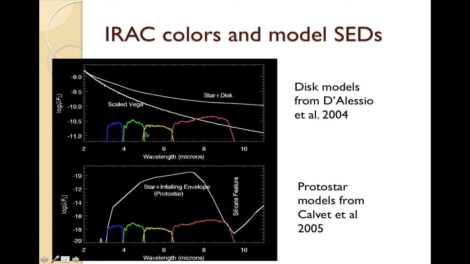And then there are some lines on here that indicate the pass bands for the four IRAC band passes. And then here we have a slightly younger model, which is a star plus an envelope around it. And this is an absorption feature that comes from silicates in the dust. But again, we have these four IRAC band passes. So what exactly does it mean when we say the IRAC band passes?